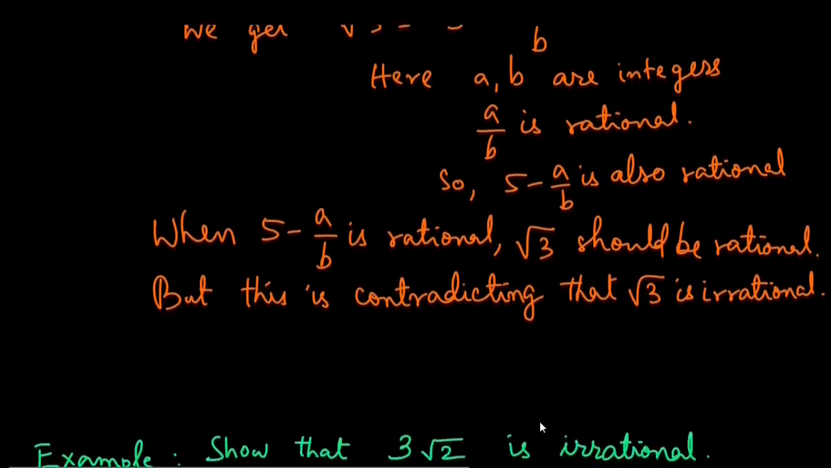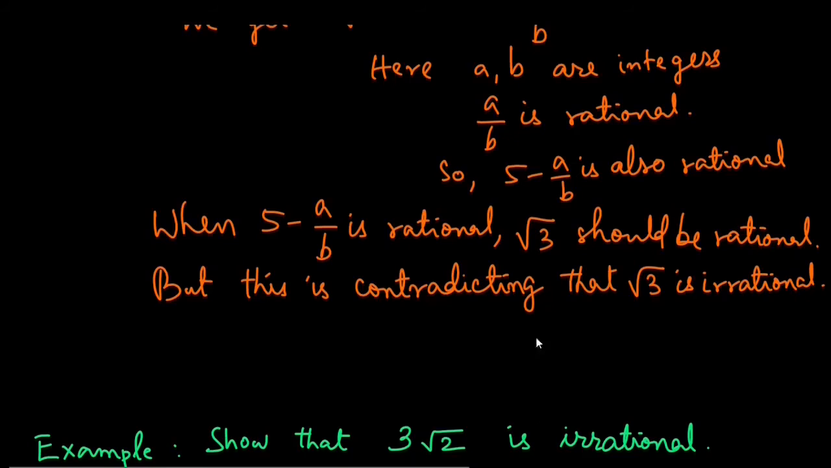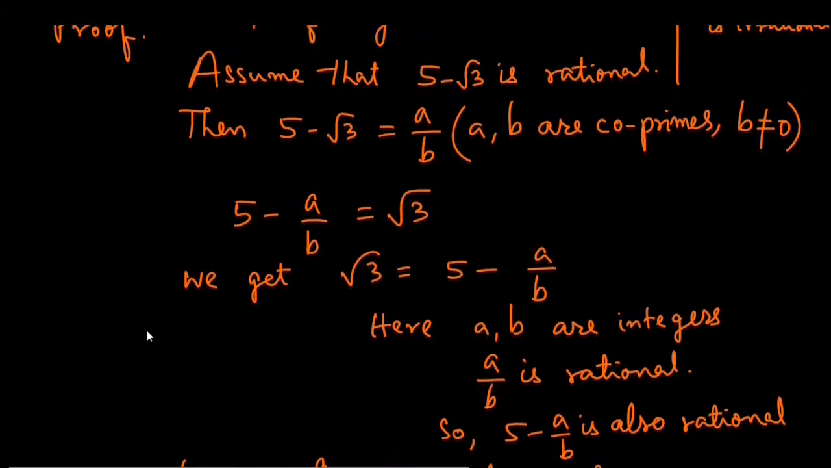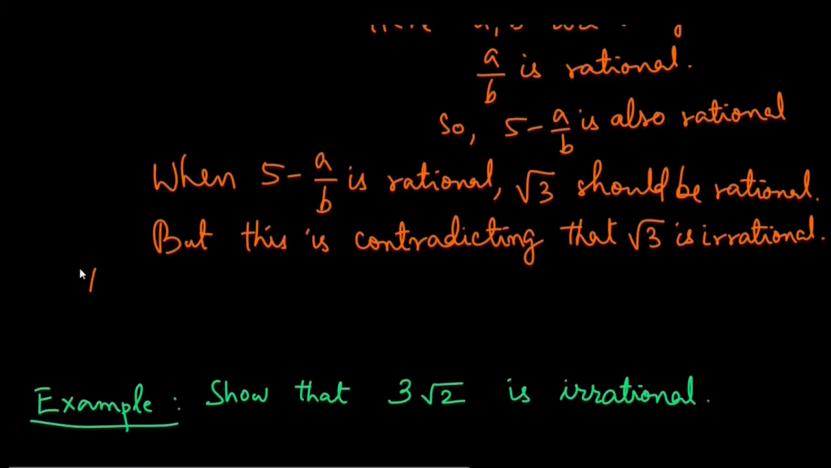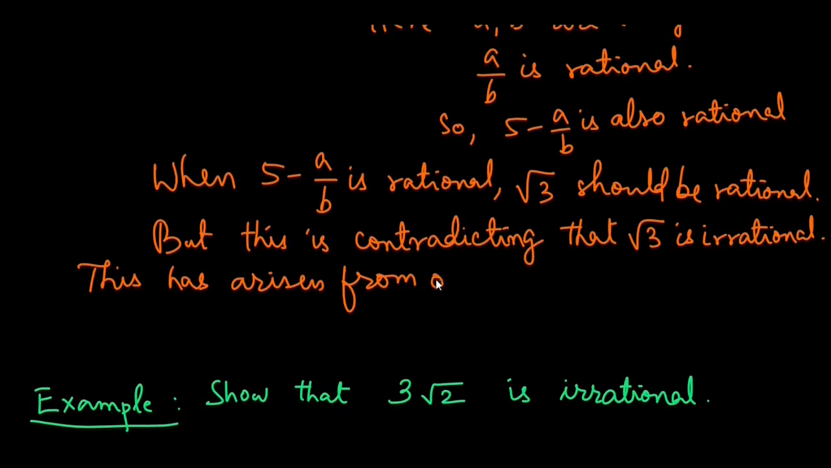This has arisen because of our assumption that 5 minus root 3 is rational.